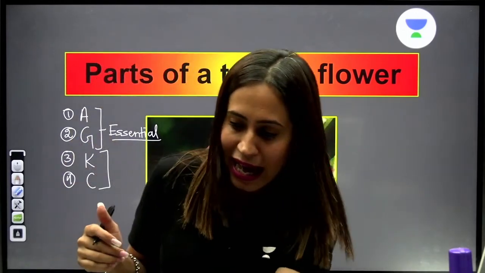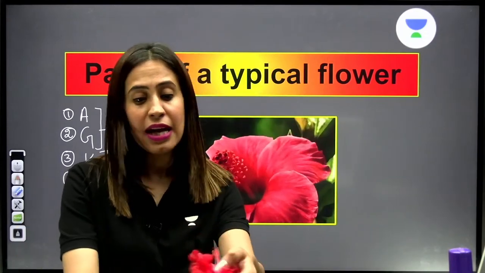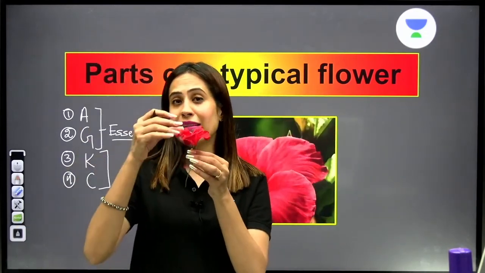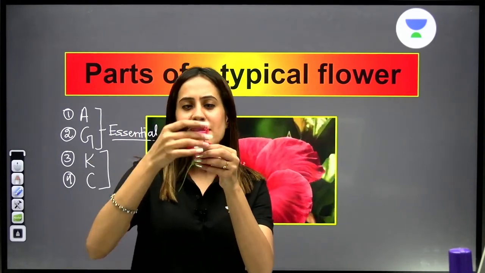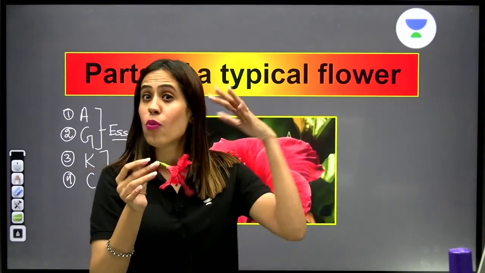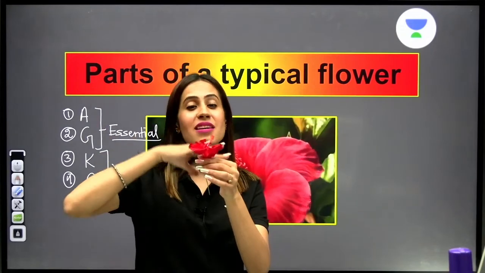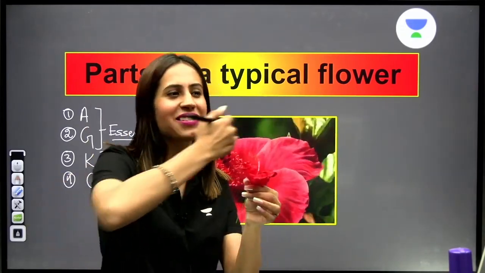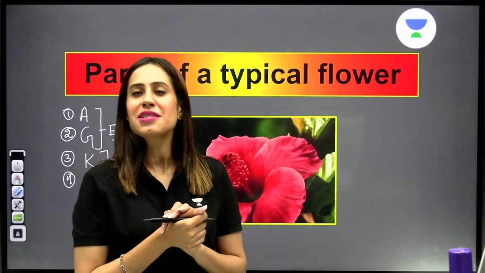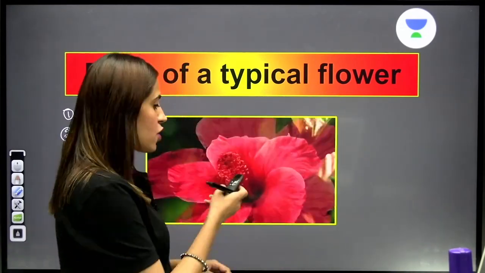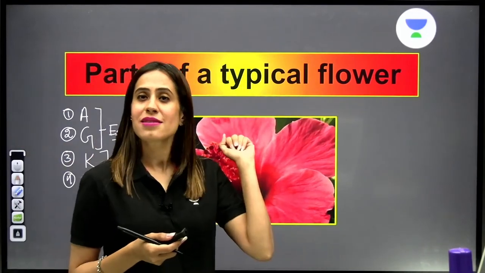Today, I have China rose with me. In the later part of the lecture, I'll be telling you about this China rose, what the stigma is, and how you will differentiate the pistil and the carpel. But in the later section of the lecture, you have to wait for that magic. Okay, so we are done with the four whorls.